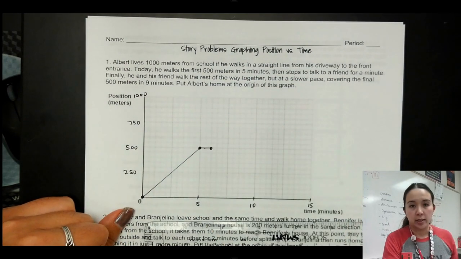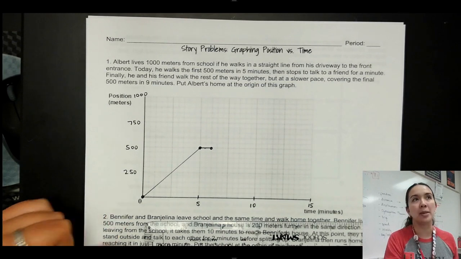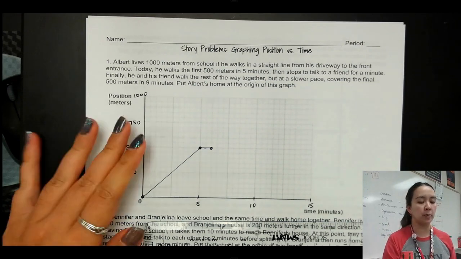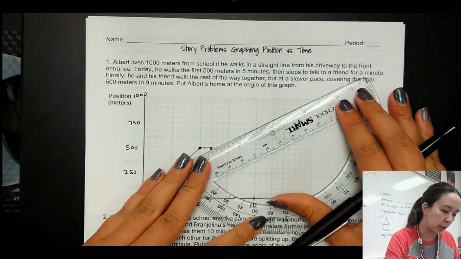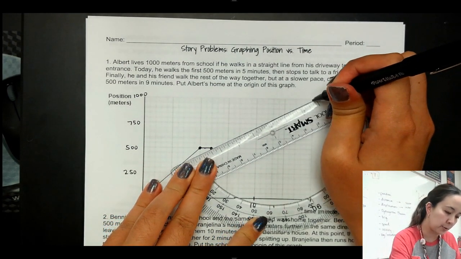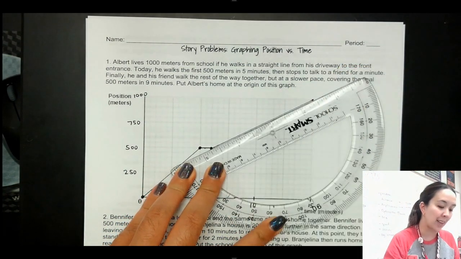After that minute, Albert is going to then walk the remaining 500 meters over the course of the next 9 minutes. So that means 15 minutes after he starts walking, he's going to be at the 1,000 meter mark. And once again, we will assume that he is walking at a constant rate. So it's not going to be a curve, it's going to be a line. That takes us from 500 to 1,000.